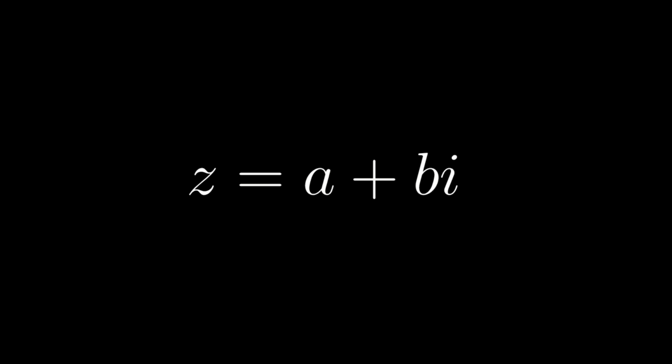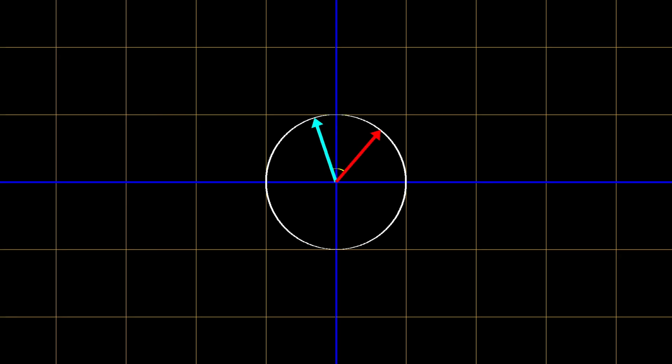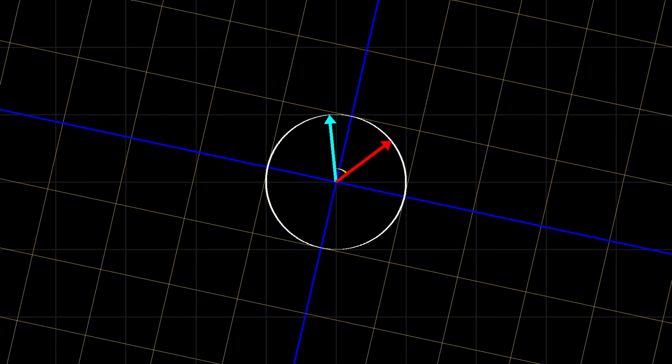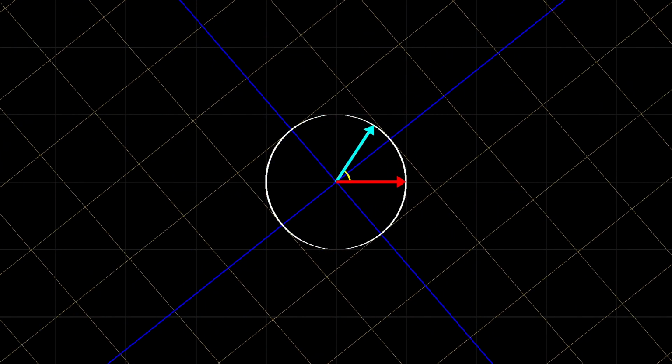Complex numbers are extremely useful. They are used in many fields ranging from quantum physics to computer science. They are also very helpful in computer graphics. In fact, in this video, the animation of vectors and graphs were made with the help of complex numbers.